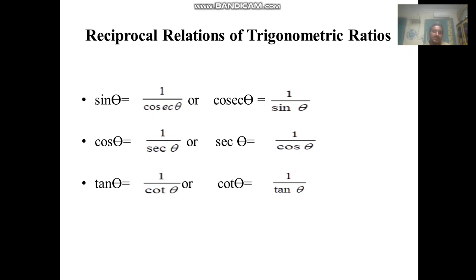Number 3, tan theta is equal to 1 upon cot theta, or cot theta is equal to 1 upon tan theta. Similarly, tan and cot are reciprocals to each other.